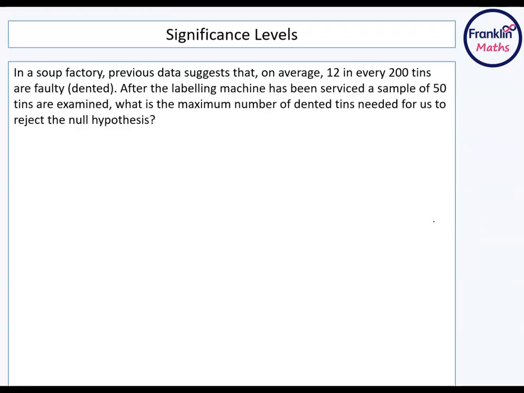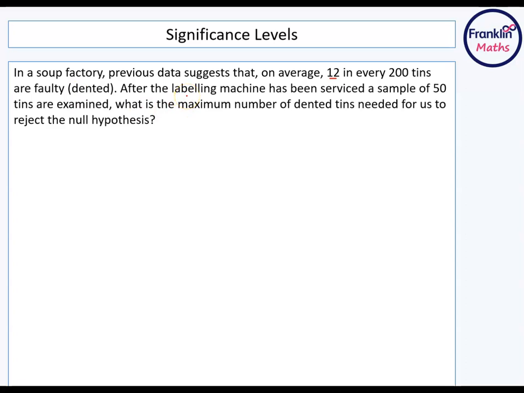Okay. So I've just got one last question for you. There are a lot of questions here. So I've chosen a soup factory. Every 12 in 200 tins is faulty. In this case, I've written faulty as dented. I just wonder how you get faulty soup.